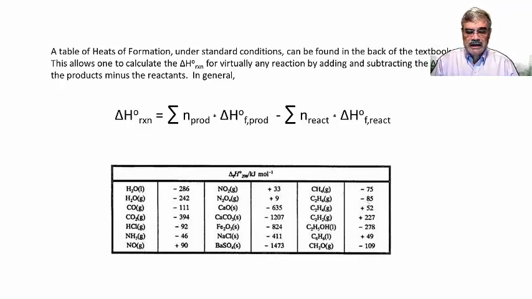But in general, if we have a table of delta H's of formation, we can estimate for any unknown reaction the delta H of the reaction by summing up the delta H's of formation of the products, multiplying by any stoichiometries that exist in the balanced reaction, and then subtract the delta H of formation of the reactants. Again, multiplying by stoichiometries if we need to. And I show you just an abbreviated example of such a table.